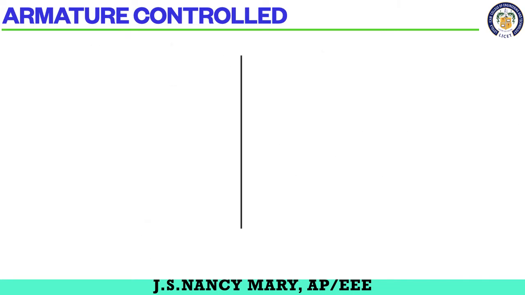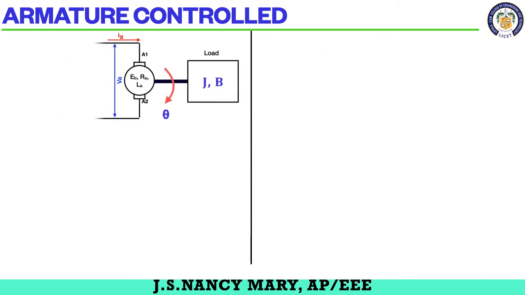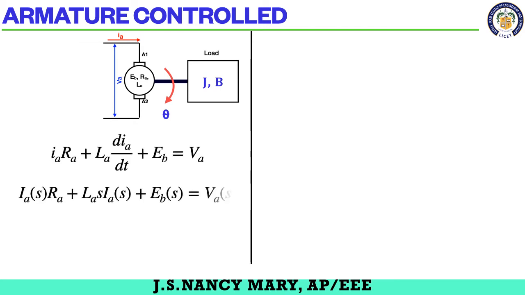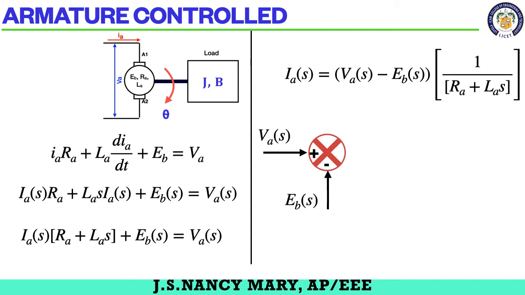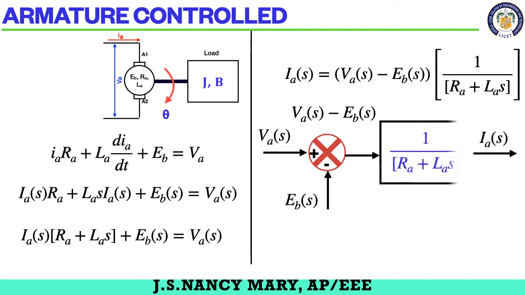Now we are going to draw the block diagram. Here we know Va of s. Ia of s is Va minus Eb times 1 by Ra plus Las. So I'll have an error detector. I give the input voltage as input, and Eb is the back EMF measured from the output, the motor, so I give it as negative. Then it is given to the block such that I get Ia, which is 1 divided by Ra plus Las. This is the first block.